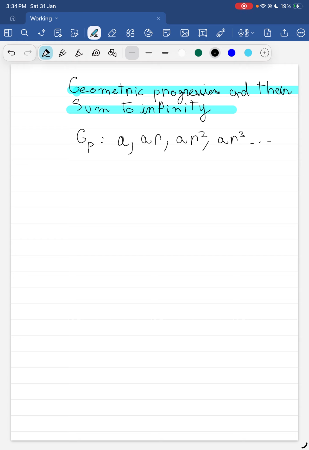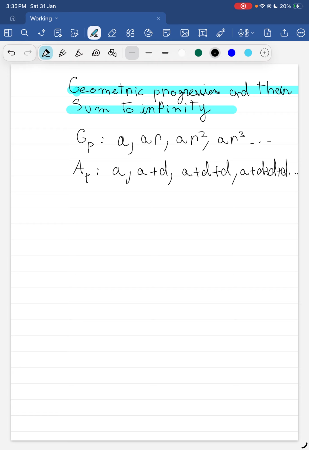This is different to a regular arithmetic progression, which we'll call AP, where you have your first term A and then your common difference D, where it's going to be A plus D, A plus D plus D, which is A plus 2D, and A plus D plus D plus D, and so on.